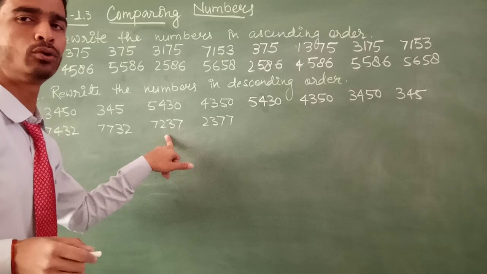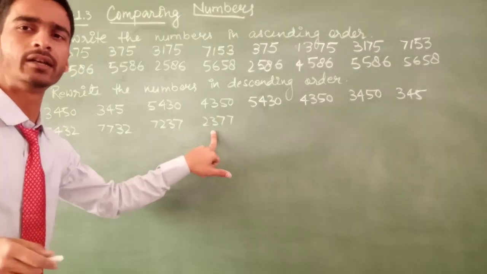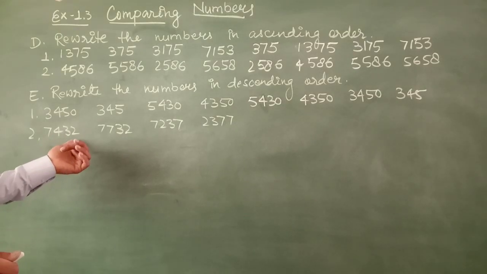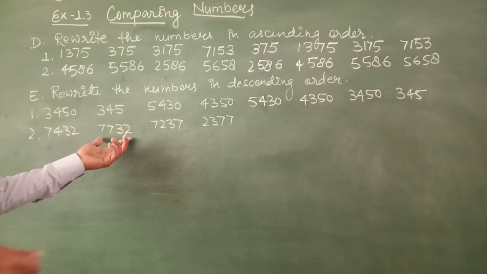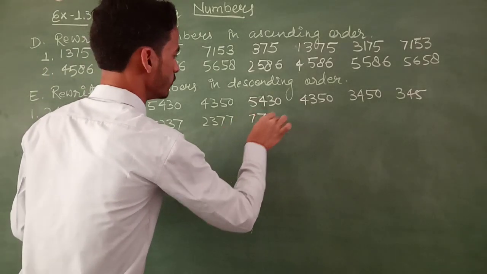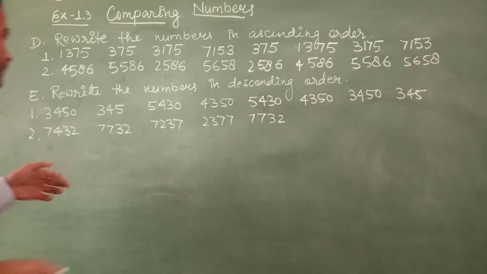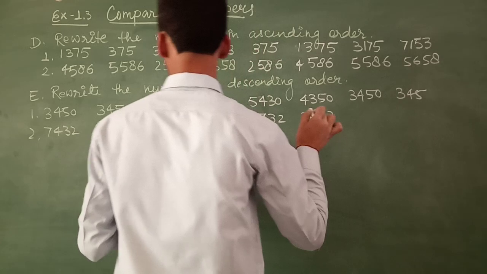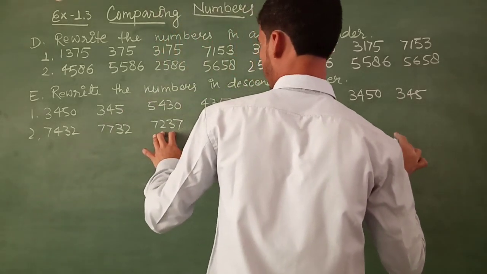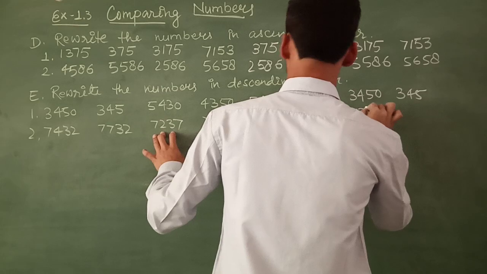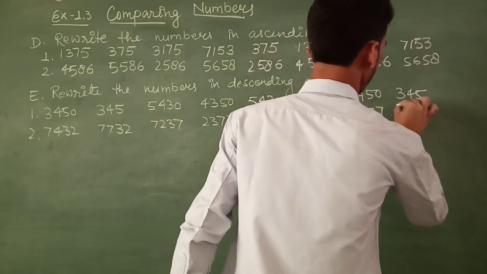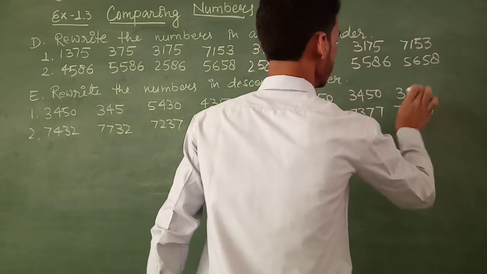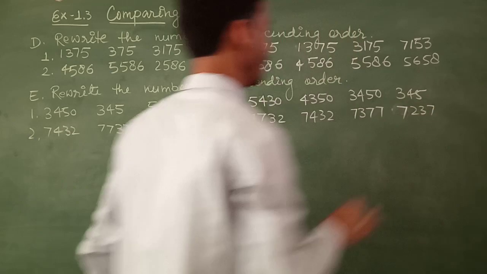And in the next question, the numbers are 7432, 7732, 7237 and 2377. Firstly we have to write 7732 because the place value of 7732 is greatest of all. And after that we have to write 7432 and next will be 7377, and 7237. Okay, this is arranged in descending order.